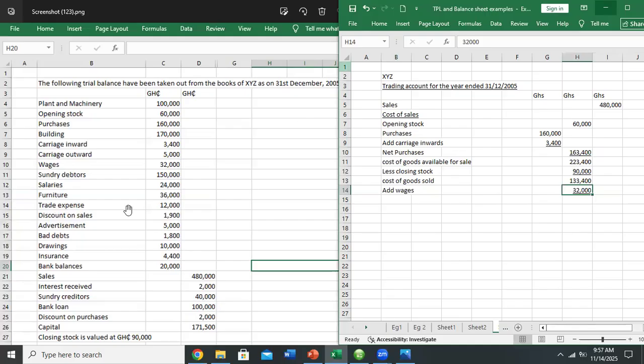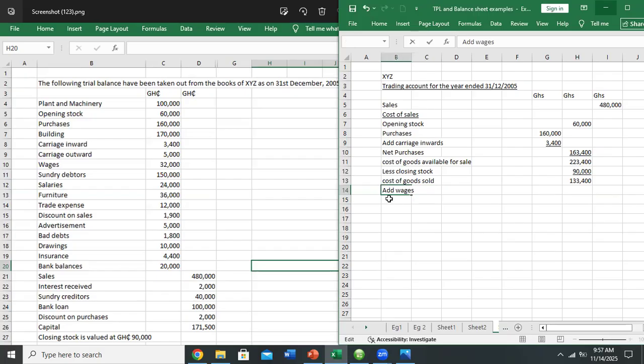Sir, please, apart from wages... Yes. Sorry, yes, I skipped one other trading expense. You go through and you see another trade expense of 12,000. Thank you for that point. So this time the trading expense is not only wages, right? So add wages, and then you also have the trade expense.